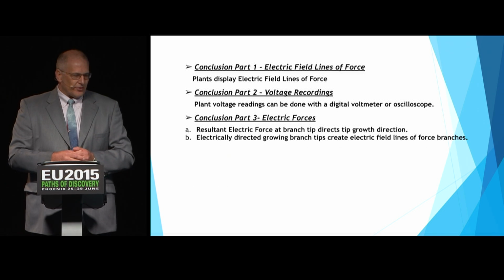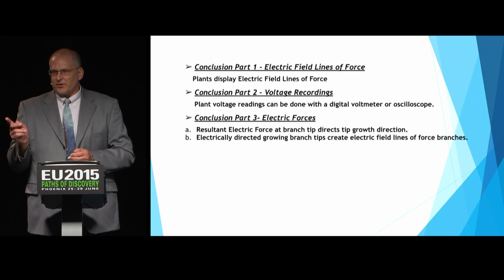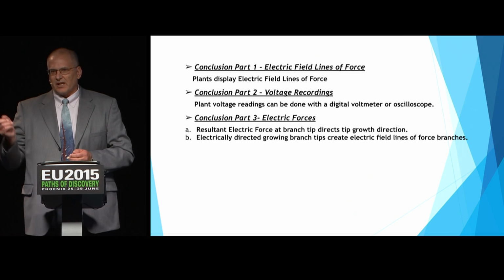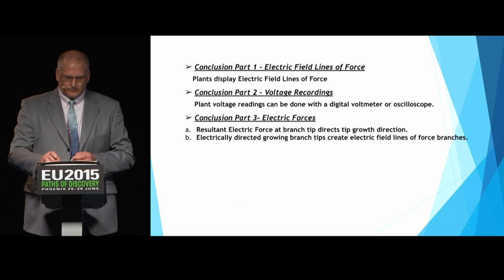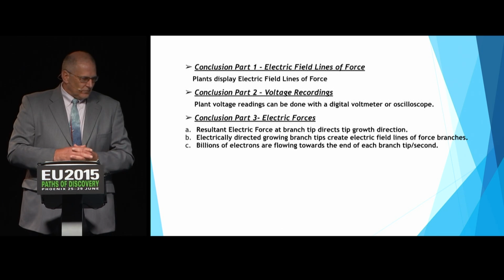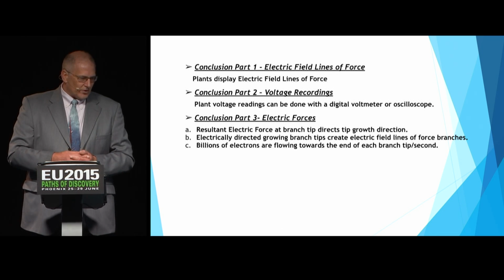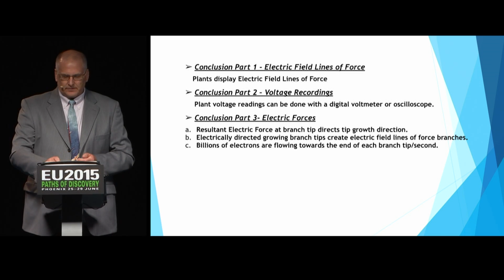The electrically directed growing branch tip creates electric field lines of force branches. As the tip grows and the direction changes, the lignin forms behind it and it forms an electric field line of force. Billions of electrons are flowing towards the end of the branch tip each second.